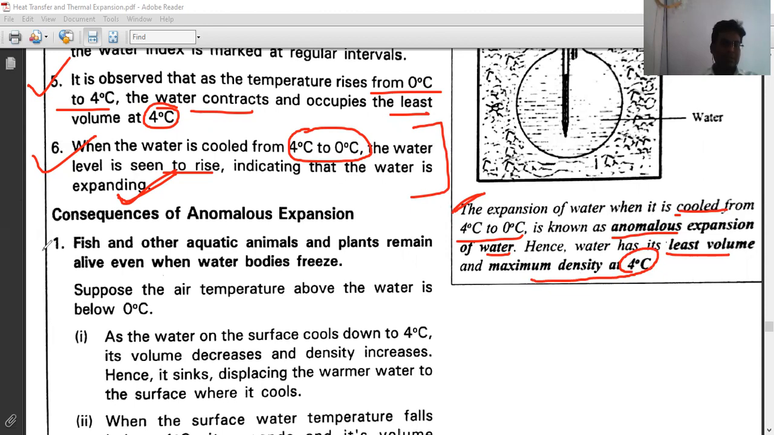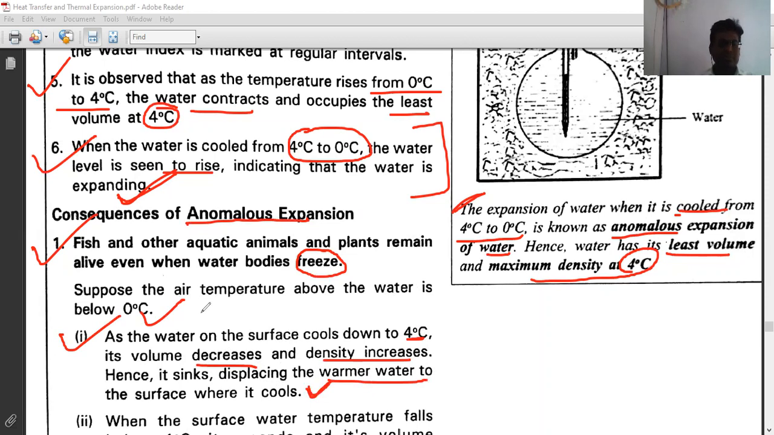So now look at the next point, consequences of anomalous expansion. Fish and other aquatic animals and plants remain alive even when water bodies freeze. Suppose the air temperature above the water is below 4 degrees Celsius. As the water on the surface cools down to 4 degrees Celsius, the volume decreases and density increases. Hence, it shrinks and displaces the warmer water to the surface when it cools down.